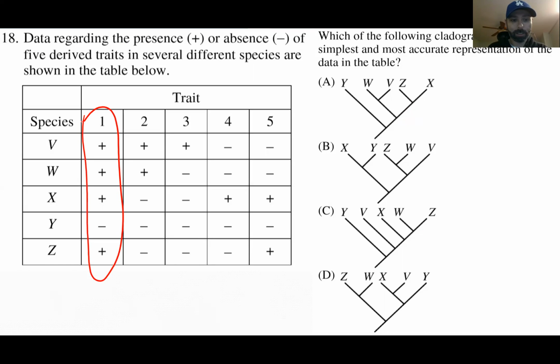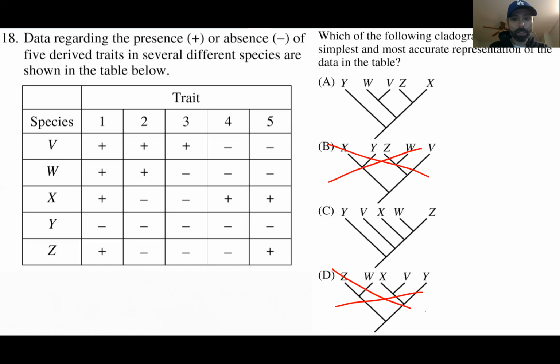So one thing to notice is that for trait number one, all of them except for Y have that trait. And so we would expect to see some sort of cladogram where Y is separate from the other groups. And so answer choice B and answer choice D are not going to fit because Y isn't something separate. It needs to be the first thing, right? Because it's the earliest thing. It doesn't have that trait that all the rest of them have. So now the question would be between A and C.